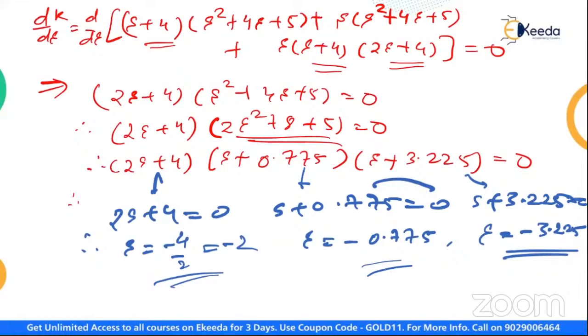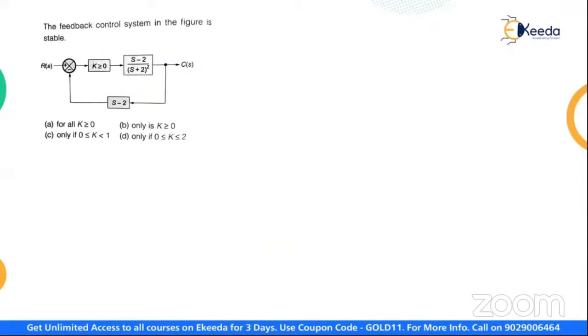Yes. Now the next one. Let us see what we have next. The feedback control system in the figure is stable when... This is what they've given. The options are: for all values of k greater than or equal to 0, for only k greater than or equal to 0, only if k lies between 0 and 1, only if k lies between 0 and 2. We are supposed to find the right one.